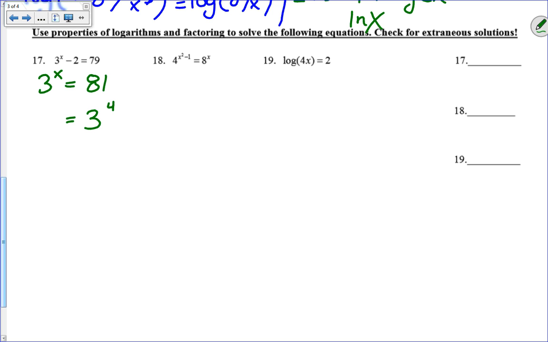3 to the 4th power. So now 3 to the x is equal to 3 to the 4th. What does x need to be? 4. And if you see that at step 1, I know that I just have to raise 3 to the 4th power to get 81. That's okay too.